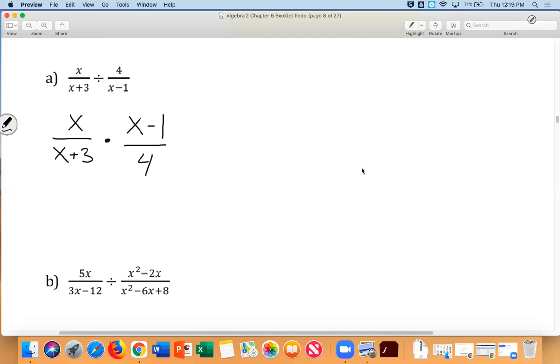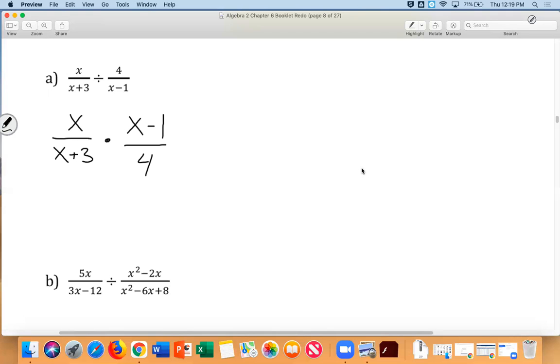Isaac, are you okay with that? Why are we just doing this? Because when I ask you to divide the 2 rational expressions, you're going to have to combine them somehow to give me one expression at the end.